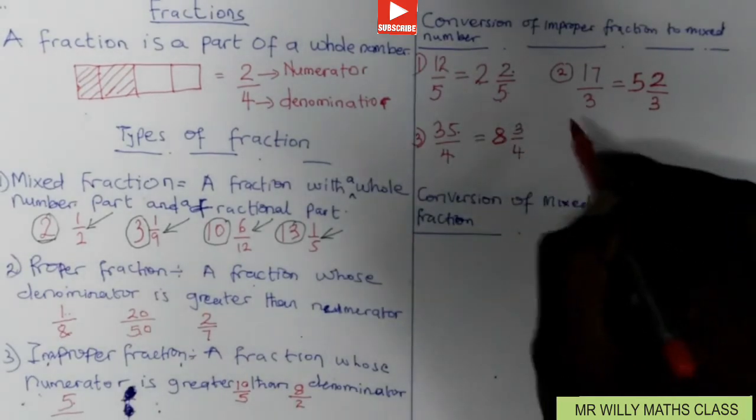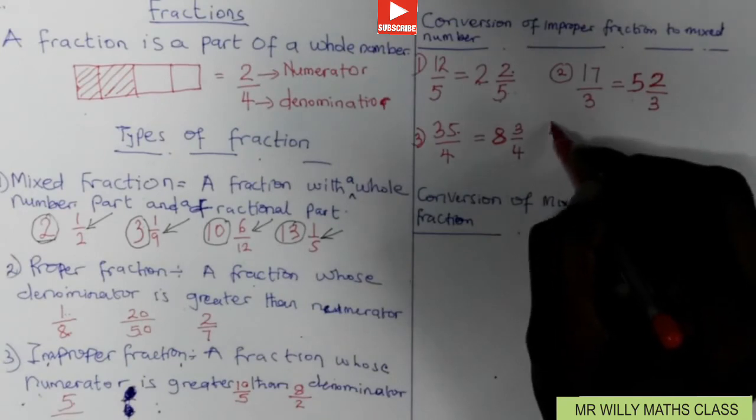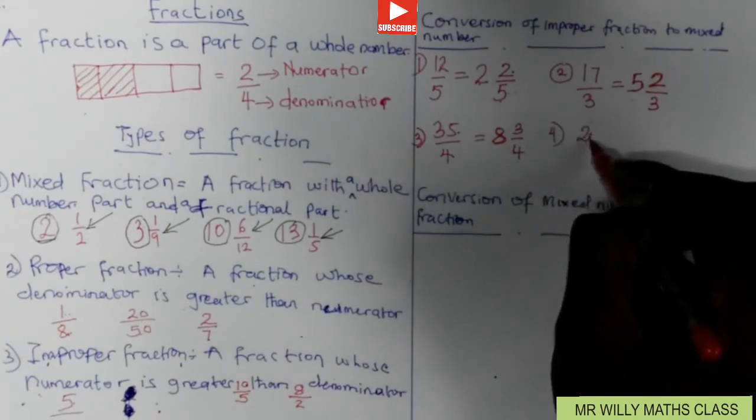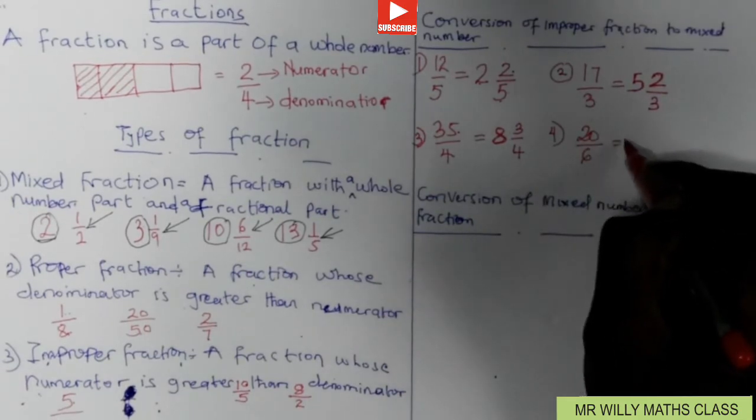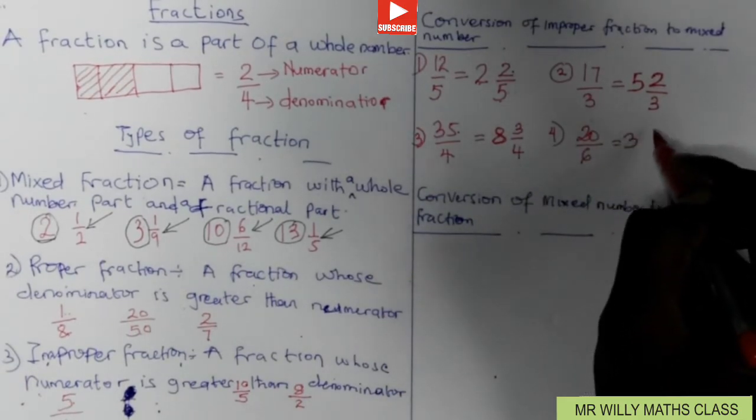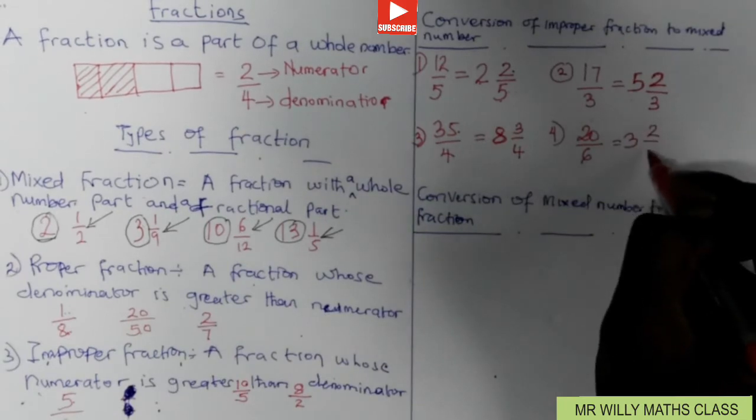Now, the last example in this subtopic, if you have something like 20 divided by 6, how many 6s can you see in 22? That will be 3. 6 will go in 22 three times. Remainder what? Remainder 2 over 6.